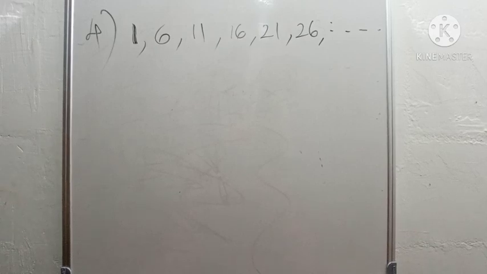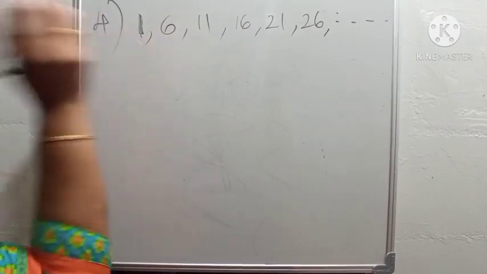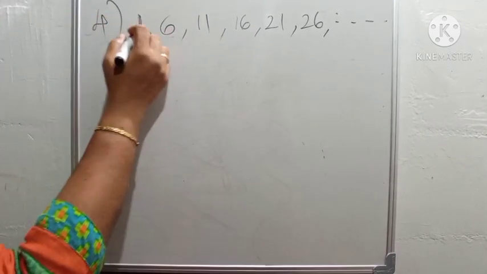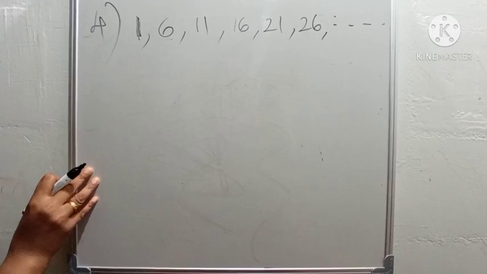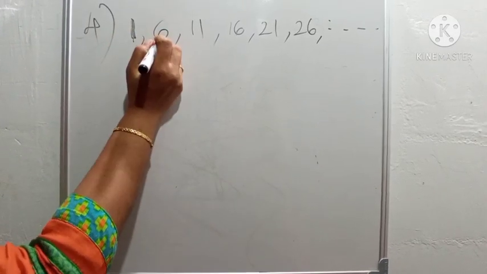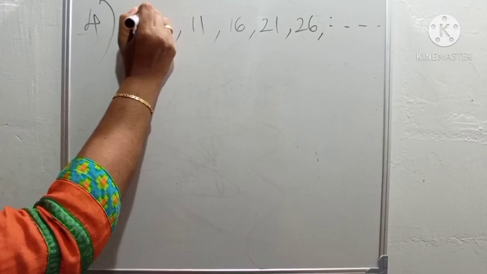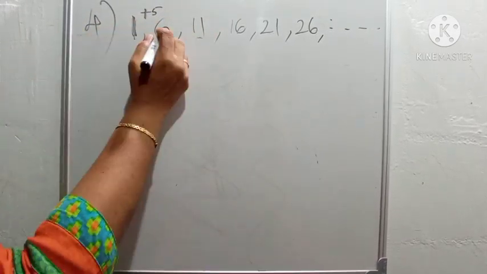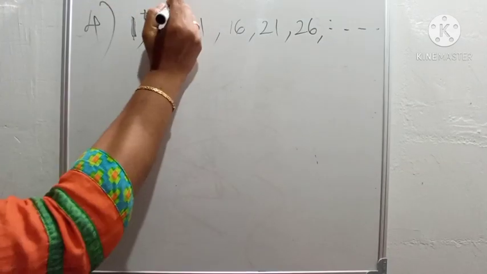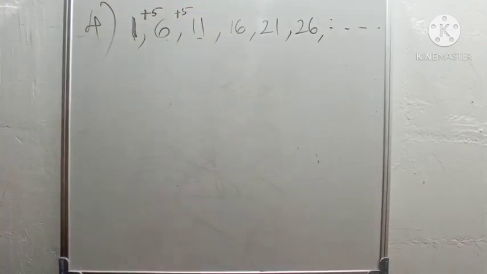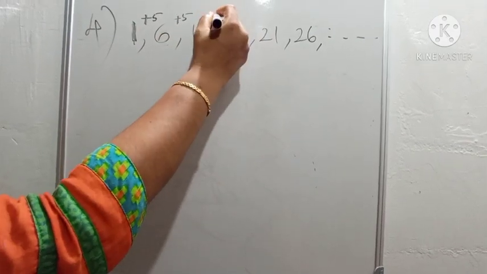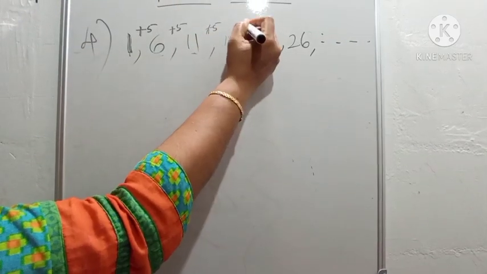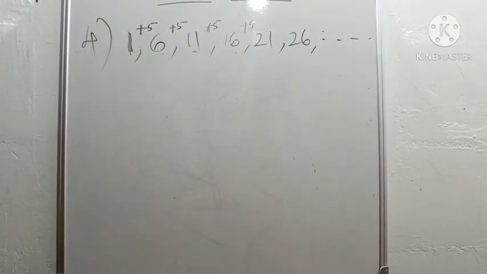First way. What is the first way? The first term of the sequence is 1 and the next term is 6. Then what is the difference between 1 and 6? We know that 1 plus 5 is 6, right? And the next term is 11. What is the difference between 6 and 11? Yes, 6 plus 5 is equal to 11. Then the next, 11 plus 5 is equal to 16. Then 16 plus 5 is equal to 21.